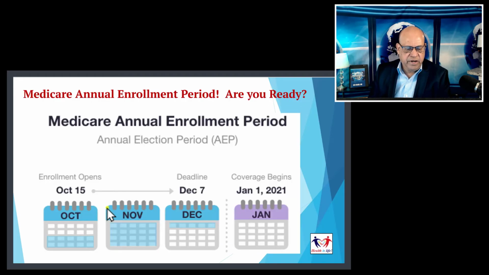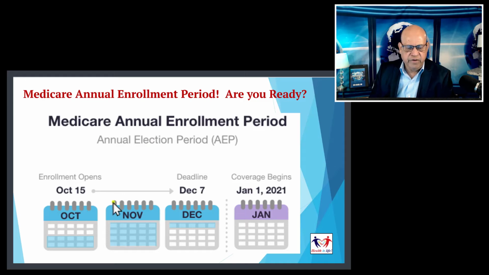The annual election period starts from October 15th, which is coming up in a few weeks, and it goes up to December 7th. Any new Medicare Advantage plan you select during this period will be effective on January 1st the following year. Let's say on October 20th, you select the Medicare Advantage plan XYZ, and your existing plan will switch over to XYZ on January 1, 2022. So that is the annual election period.